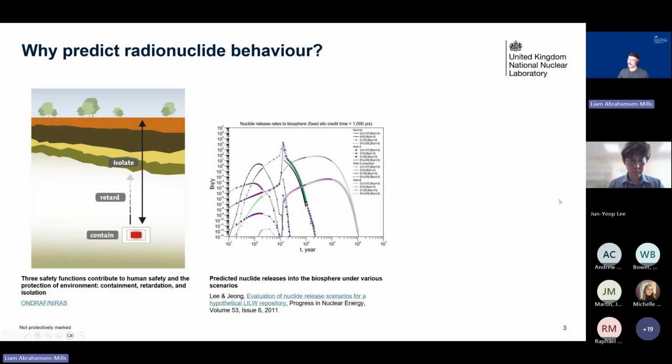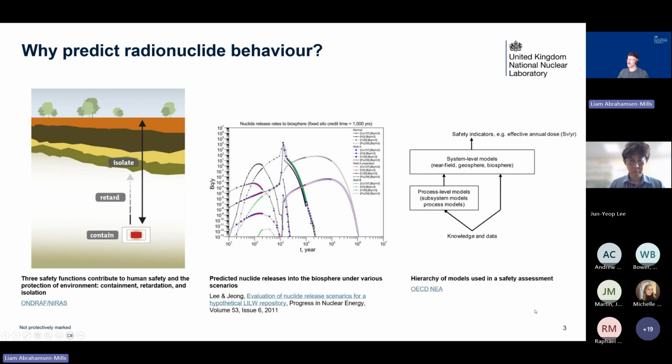Here's an example of a type of modeling simulation that is used as part of developing a safety case. So this is a hypothetical low and intermediate level waste repository, and you can see the model outputs here are showing activity in becquerels per year versus time for a range of different radionuclides into the biosphere. And these outputs feed into a hierarchy of models that are used in a safety assessment.